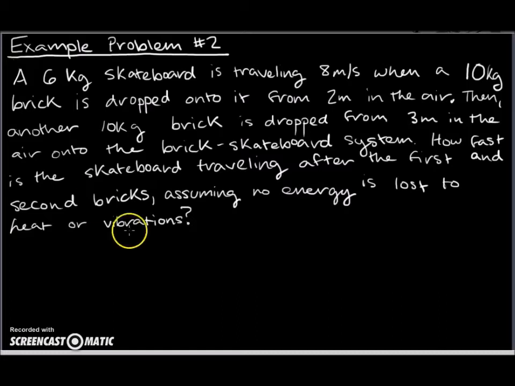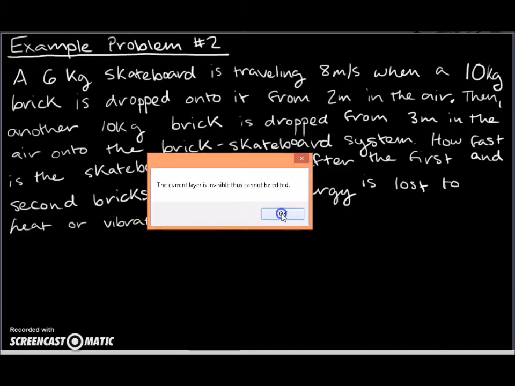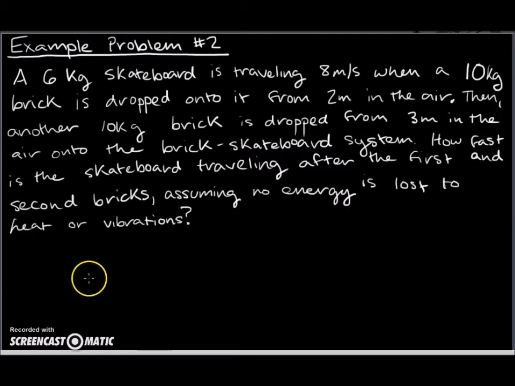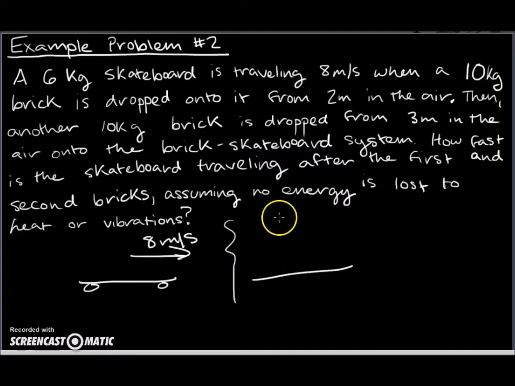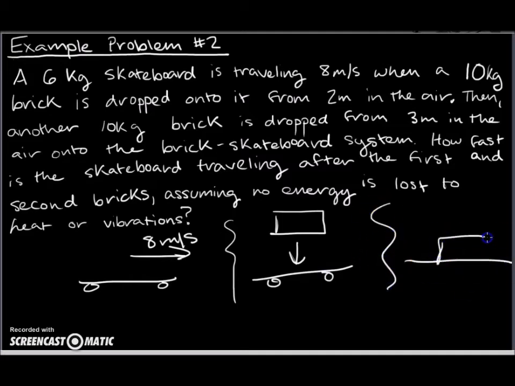And to give you a little visual for what is going on in this problem, we have a skateboard traveling at 8 meters per second when a brick is dropped onto the skateboard, and then later on we have a brick being dropped onto that brick on the skateboard. So let's go ahead and do our LOL diagrams.